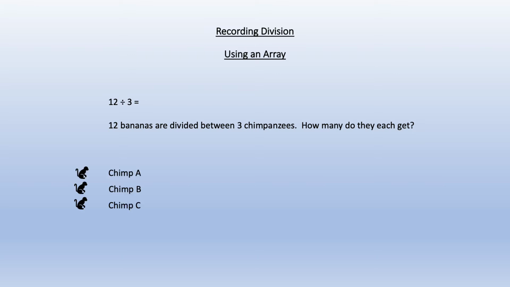I have my 3 chimps, A, B, C, and I give 1 banana to each chimp, so 3, 6, 9, 12. So now we've reached our target number, we can stop counting. As before, if your child is struggling to count in groups of 3, it's perfectly okay to go back a step and share the dots or bananas out counting in ones up to 12. Now looking at our array, we can see there are 4 columns, which gives us our answer. So putting the answer back into the question, 12 divided by 3 equals 4.